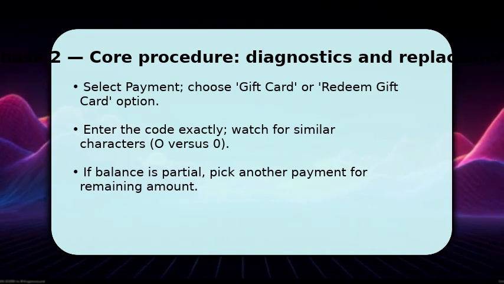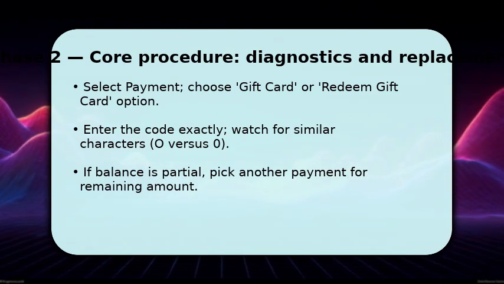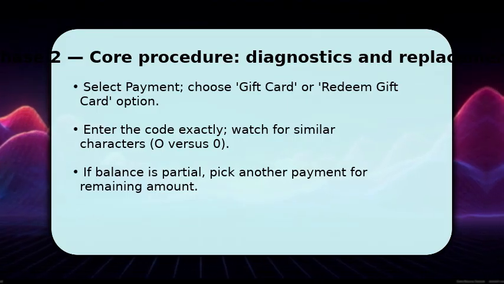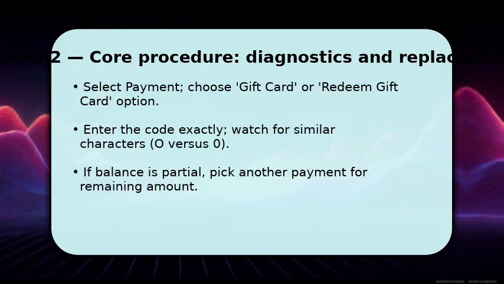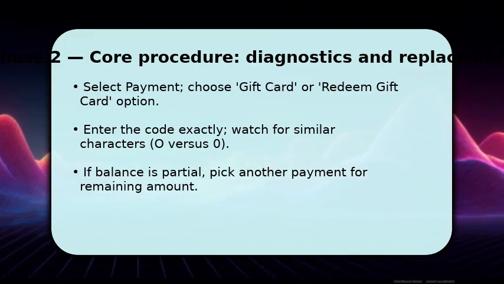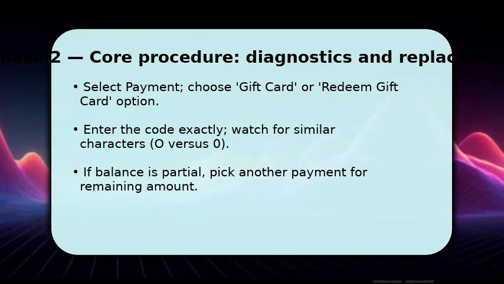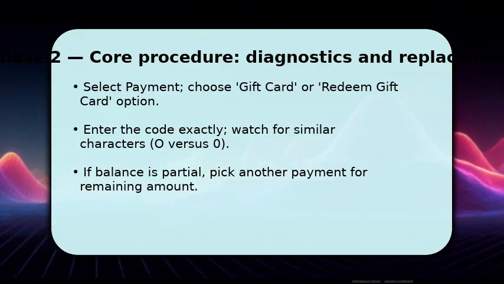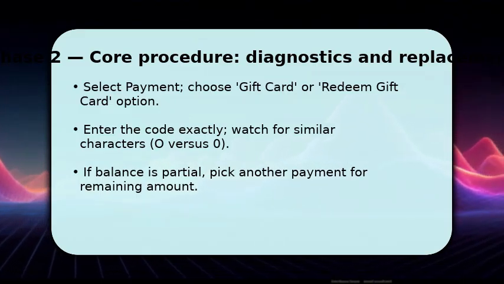Choose the payment method labeled gift card or redeem gift card, then carefully type the full code. Visually confirm characters like O versus 0 and I versus 1. If your card covers only part of the total, add a secondary payment method and choose split payment. The system will apply the gift balance first, then charge the remainder.